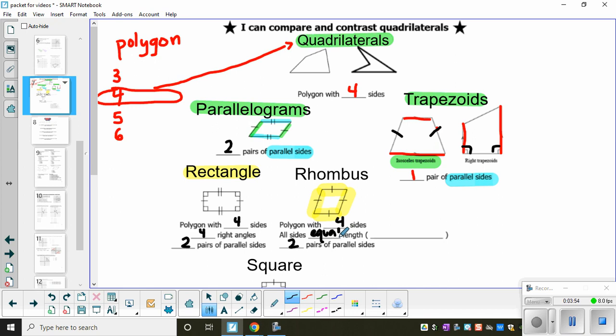You might also remember that the fancy word for equal when we're dealing with shapes is that they're congruent. So if I say that you have a parallelogram with four congruent sides, you know you're dealing with a rhombus. A parallelogram with four congruent sides is a rhombus. A parallelogram with four right angles is a rectangle.